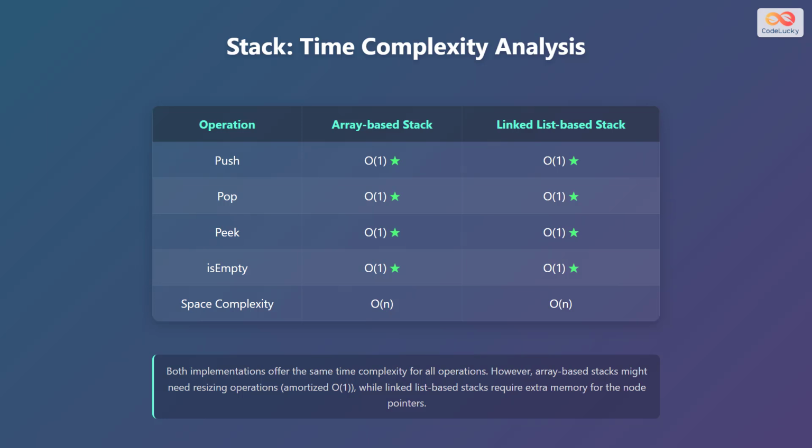Now let's analyze the time complexity of stack operations. For both array-based and linked list-based stacks, the push, pop, peek, and IsEmpty operations all have a time complexity of order of 1, which is considered constant time. This means these operations take the same amount of time, regardless of the number of elements in the stack. The space complexity for both implementations is order of n, where n is the number of elements in the stack. This is because the space required grows linearly with the number of elements.